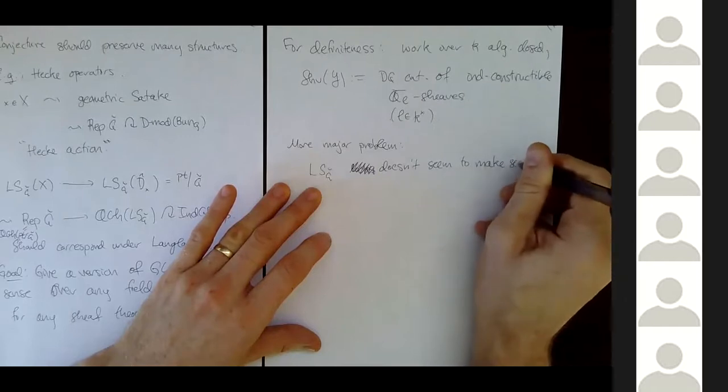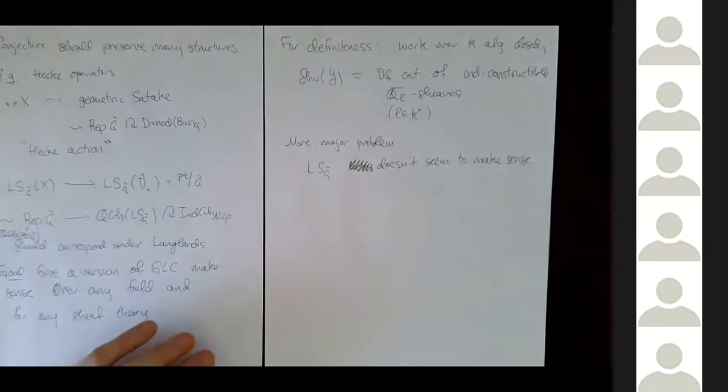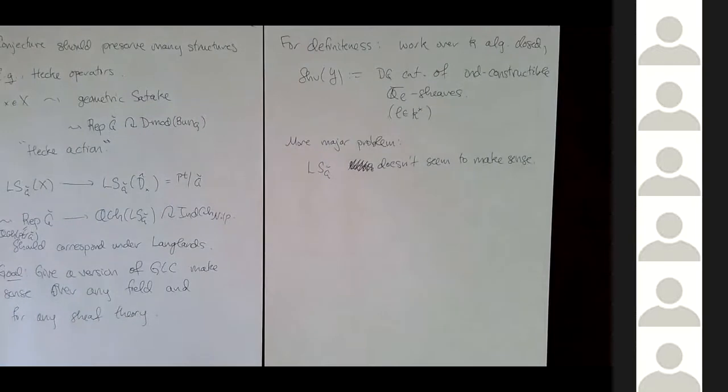Maybe at this point I can say a little bit about what the structure of these talks is going to be. The goal for today is to give a version of the geometric Langlands conjectures that makes sense, for instance, in the l-adic setting. And then, at least, we sort of solve that.